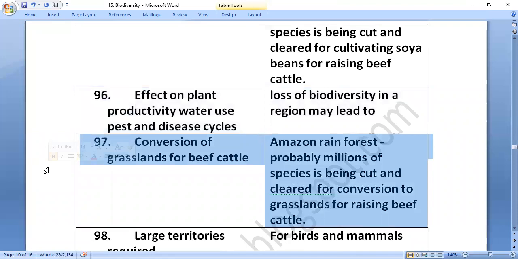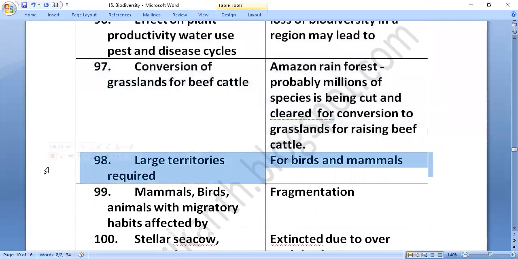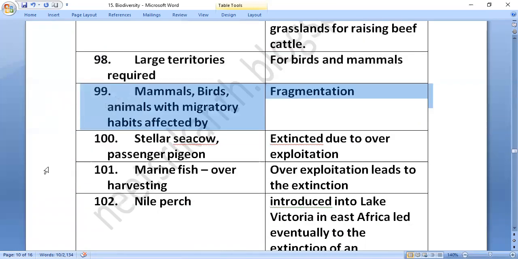The Amazon rainforest is also being cleared for conversion to grasslands for raising beef cattle. Birds and mammals require large territories, and animals with migratory habits are affected by fragmentation.